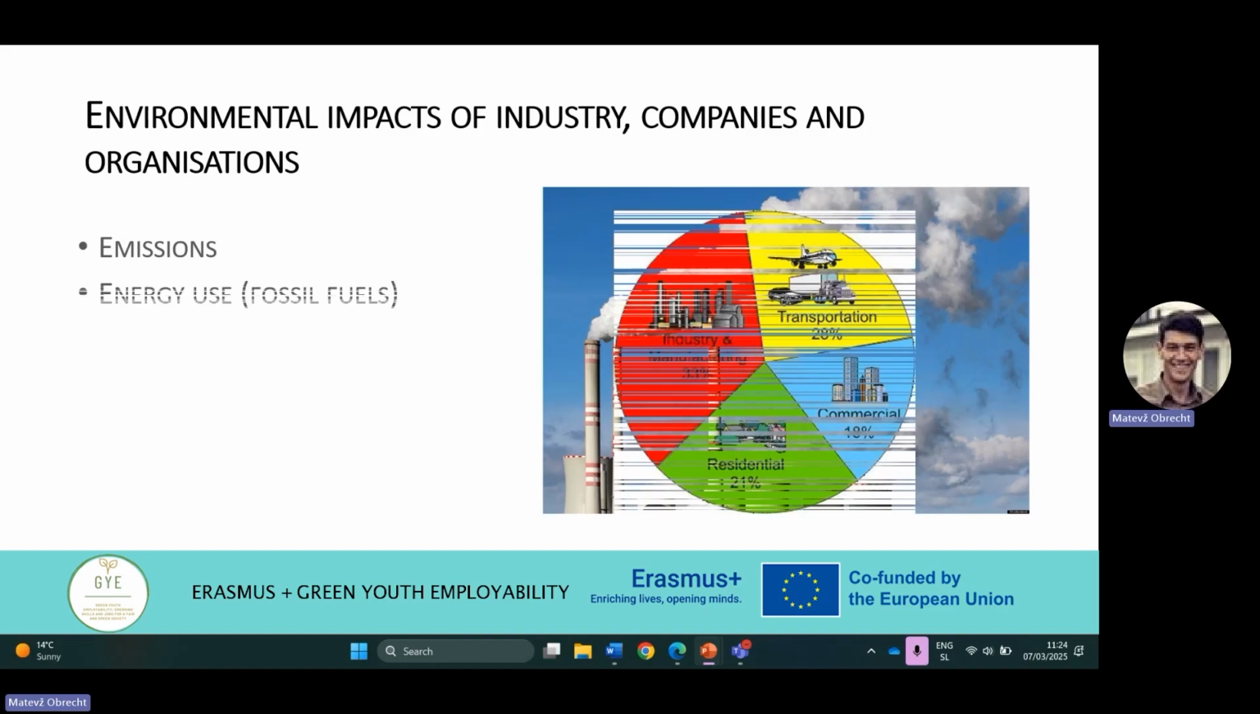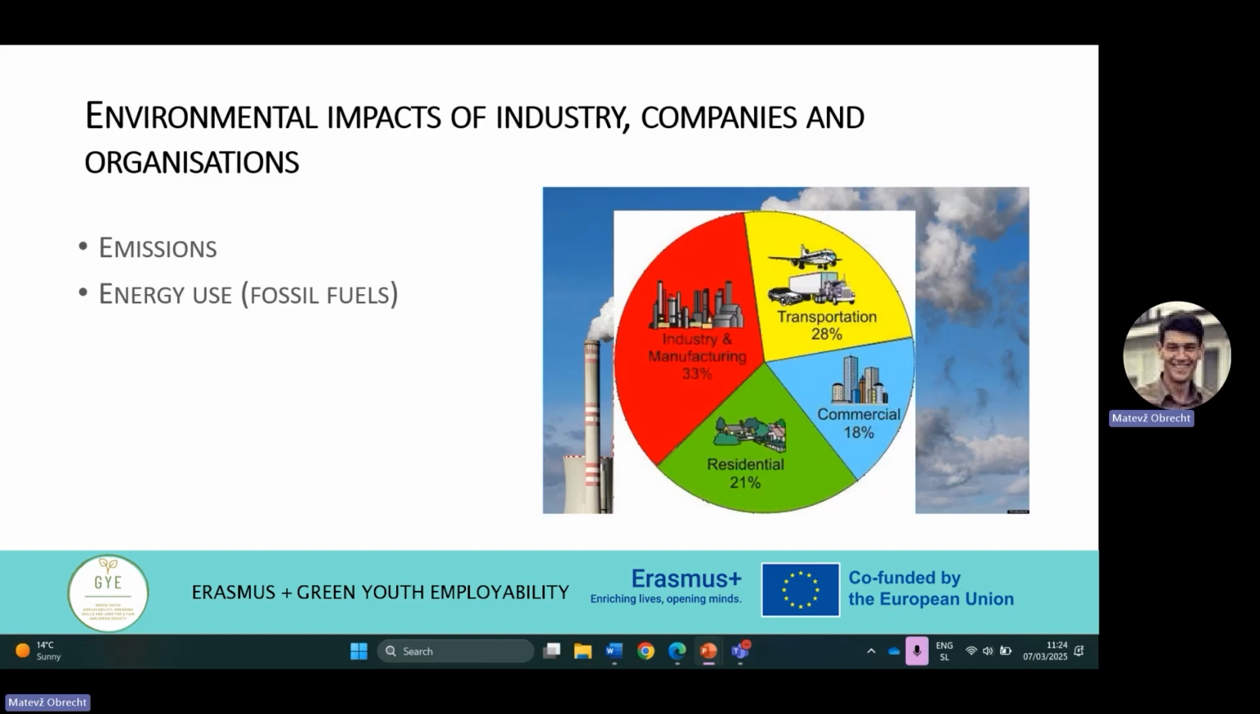However, we must be aware that there are additional negative impacts on the environment, such as, for example, energy use. We use too much energy, which is based mainly on fossil fuels. Approximately 85% of global energy is produced out of fossil fuels like coal, oil, gas, and so on.